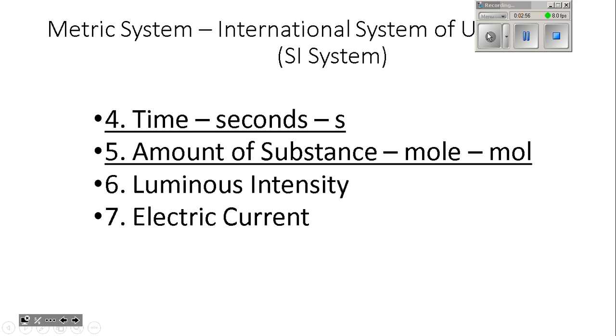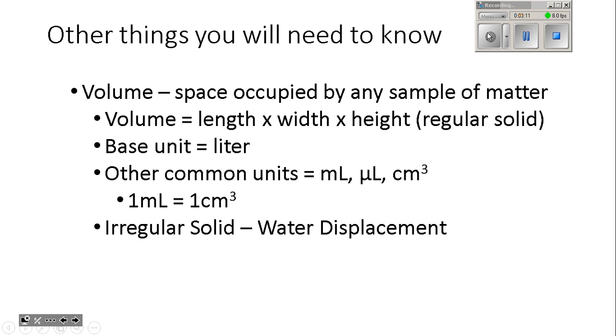Time in seconds, amount of a substance, moles is something we will get to somewhere around unit 4 or 5 when we start talking about just some more units that are used in chemistry that we don't typically use in other things. Physics is really going to deal with luminous intensity and electric current, which we won't cover.